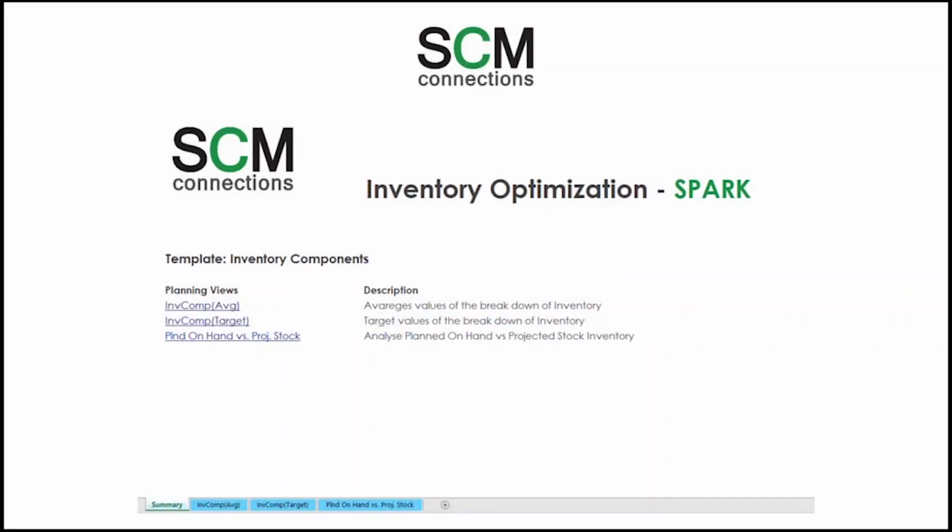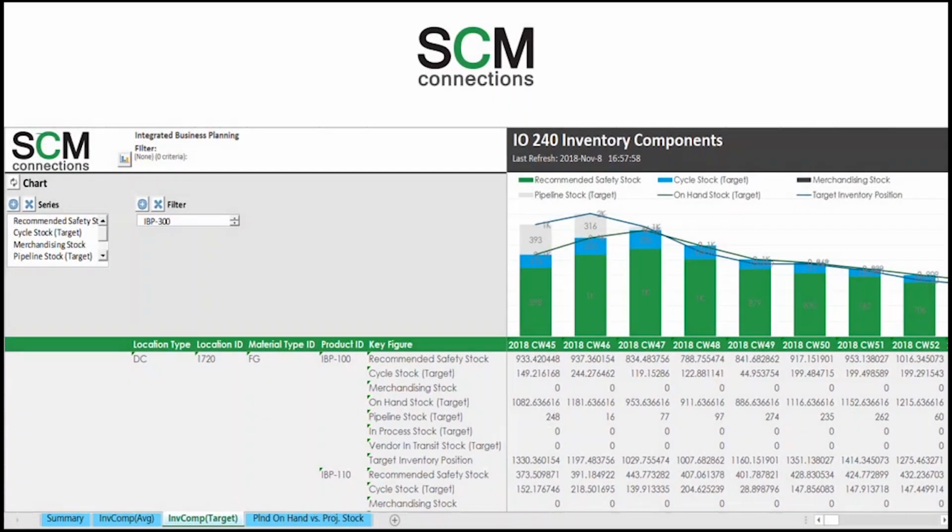After running the Calculate Inventory Components operator in IBP, users can use the following planning view to review and analyze the inventory components. The following chart displays inventory on hand as well as what's in the pipeline, allowing for an easy conversion to the target inventory position. This comprehensive bar chart makes it easy to detect any outliers.